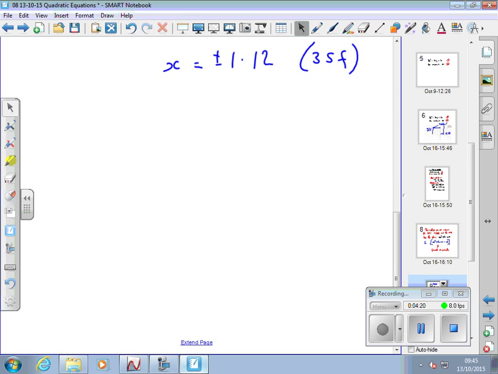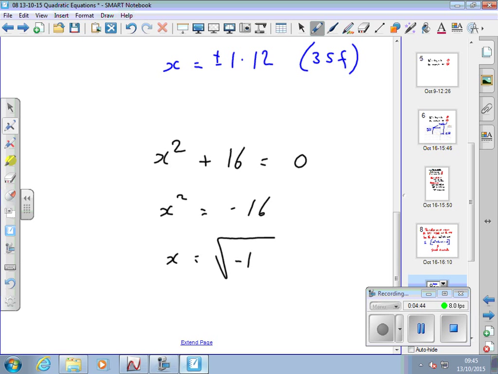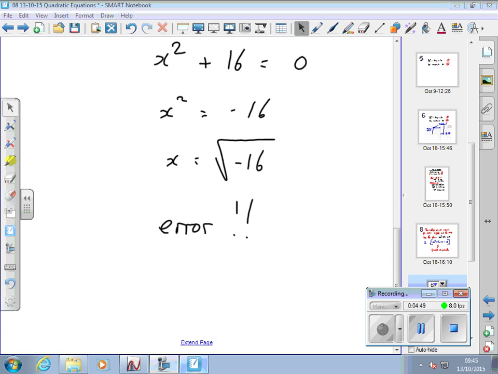What about this one? What would I do here? First step, minus 16 from both sides. Now what? Square root it. Now calculator. Doesn't like it. The calculator doesn't like it. You cannot have the square root of a negative number. If you think about it, it's always going to have to be positive.